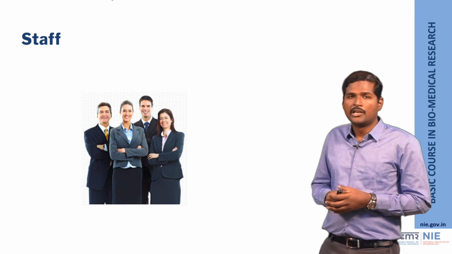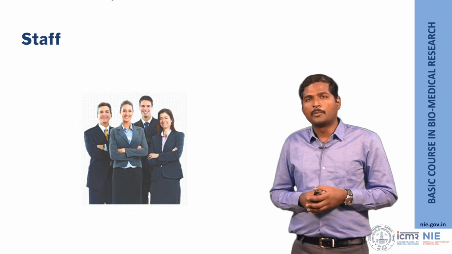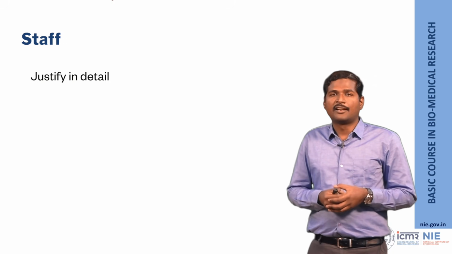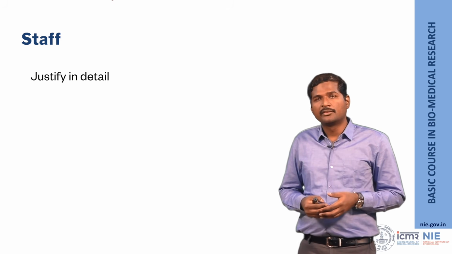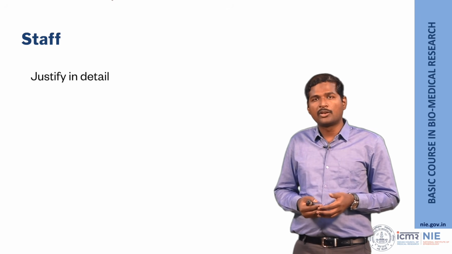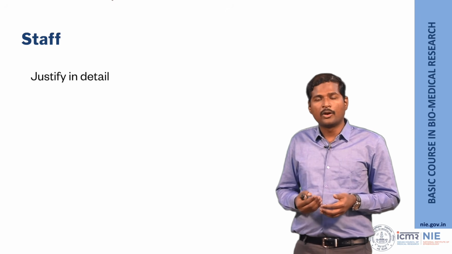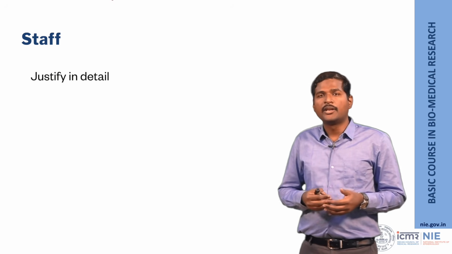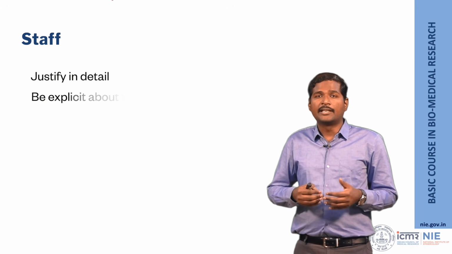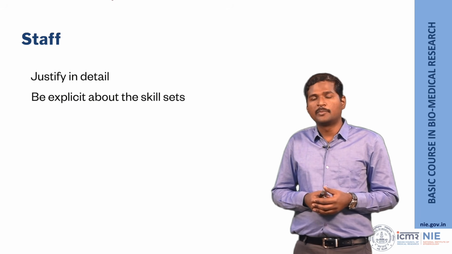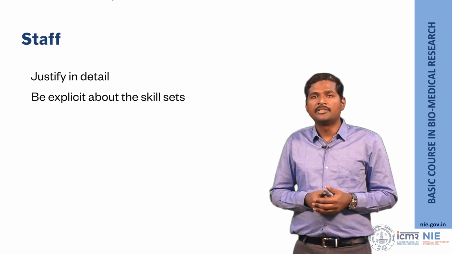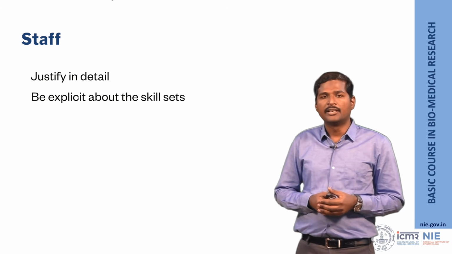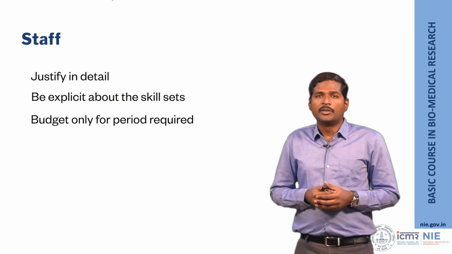Let's look at staff. You will need staff members for your project, right? So you have to justify in detail why you require that staff member. It might be a laboratory technician, a field worker, a data entry operator, or a scientist B, C, or D. Any staff member that you want to recruit in your project should have a proper justification. Be explicit about the skill sets that are required for this particular staff member. Mention the degree which that person must have, and the number of years of experience that person must have, etc.